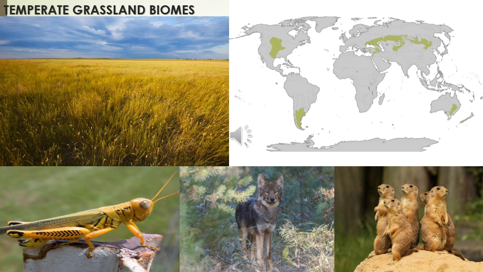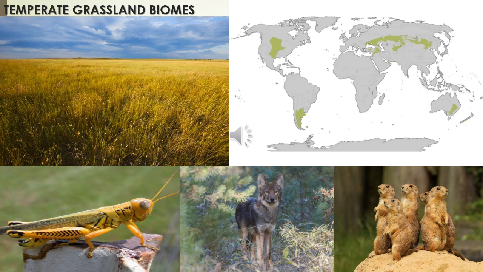Then the temperate grassland biome. We discussed tropical forest, tropical savanna, then desert. Tropical forest is located almost in the equatorial region. Tropical savanna biomes are found between 10 degree to 20 degree north and south latitude. Desert biome is at 20 degree to 30 degree north and south latitude.